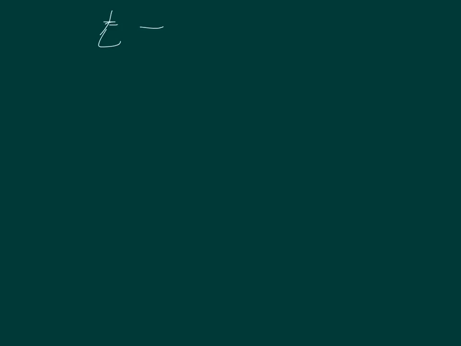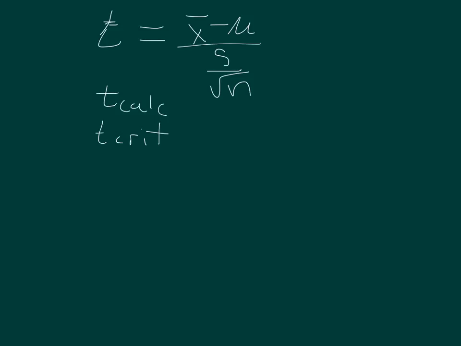So you're going to set it up just the same way. You're going to do x bar minus mu, but you're going to have it over the standard deviation of your sample divided by the square root of n. So when you have your t-value calculated, you're going to compare your t-calc to your t-crit from your t-chart.